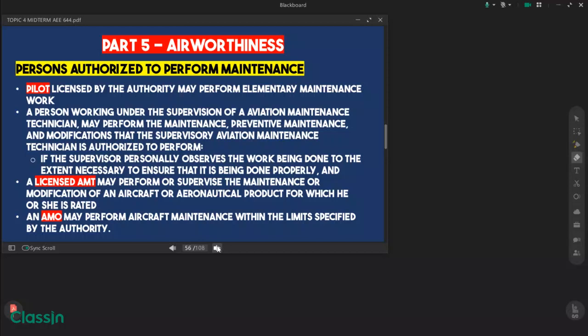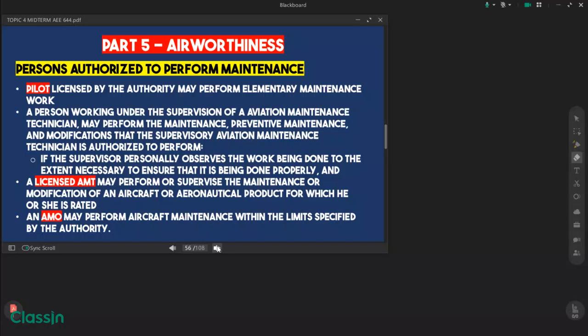So, person authorized to perform maintenance, ito lang naman yan. So, pilot, licensed AMT and AMO. So, bawal po tayong mag-ayos ng eroplano as an aeronautical engineer. So, we just approve some maintenance task. Hindi po tayo pwedeng humawak mismo.